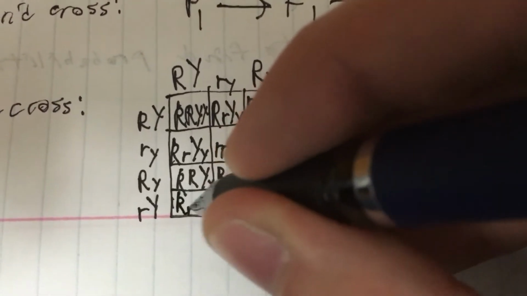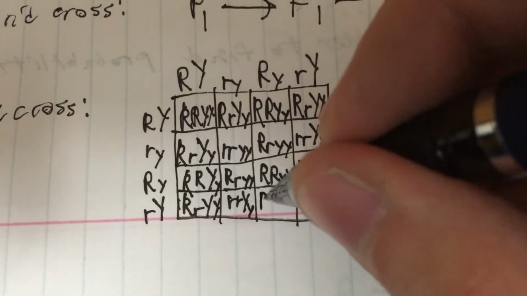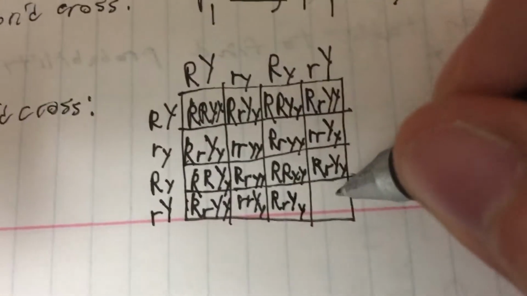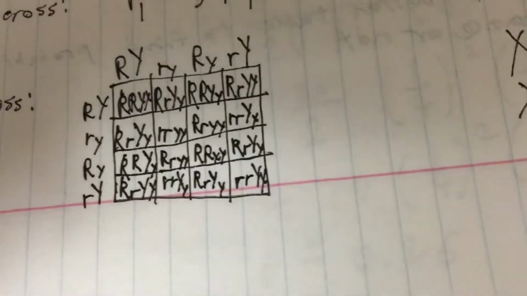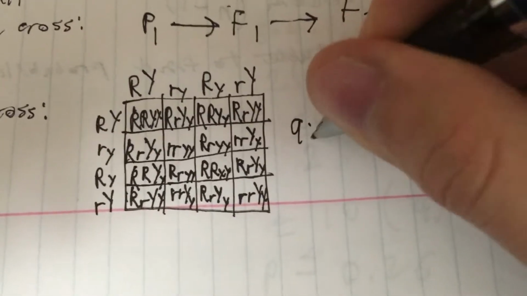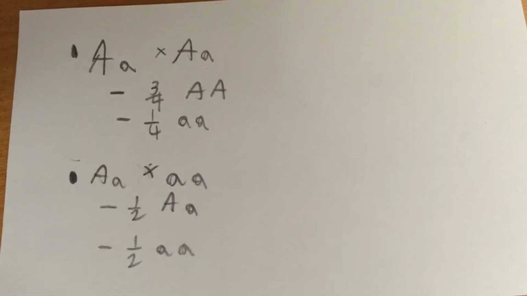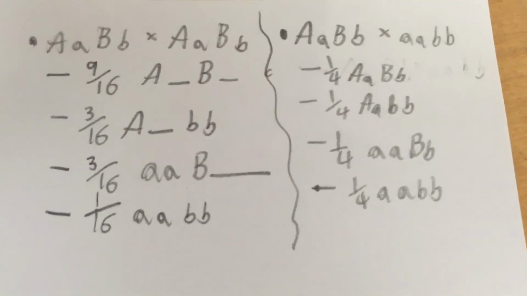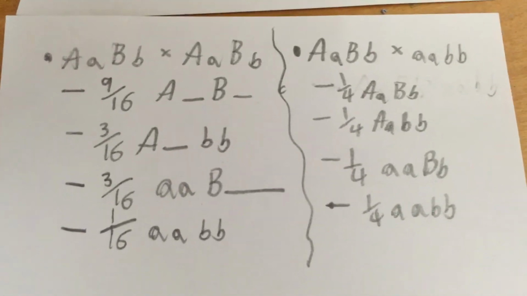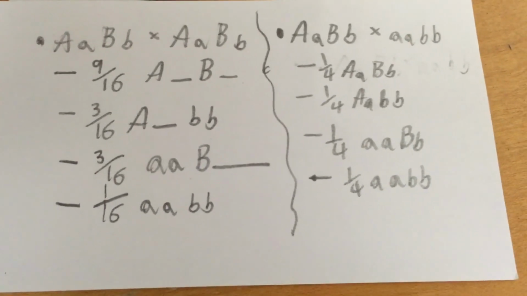So here you pretty much get the idea already. Same thing. Wrinkled and yellow. And here we're going to end up with our 9-3-3-1 ratio. Also, these are the probabilities that can result from a monohybrid cross, and these are the probabilities that can result from a dihybrid cross. To further analyze this data, you would need to use the sum and product rule for probability. And also, you would probably have to use the binomial theorem and the chi-square test.